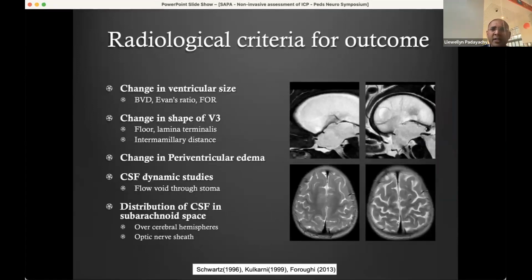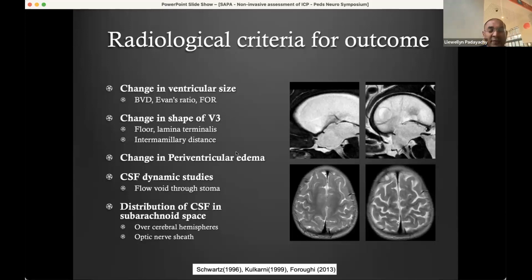The radiological criteria for outcome: we want to look at change in ventricular size. That's been described as the marker, but the more literature coming out suggests that change in ventricular size, however you measure it, whether it's biventricular diameter, Evans ratio, or the frontal occipital horn ratio, is less reliable. The frontal occipital horn ratio is thought to be better, but if you combine that with things like the change in flow, the change in the shape of the third ventricle, whether you're measuring the lamina terminalis or intermammillary distance, all of those things in combination are quite useful.